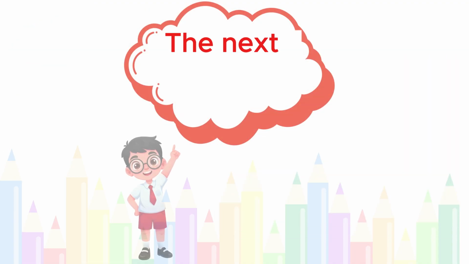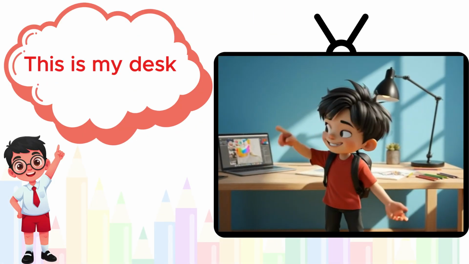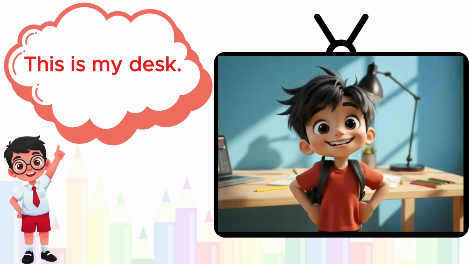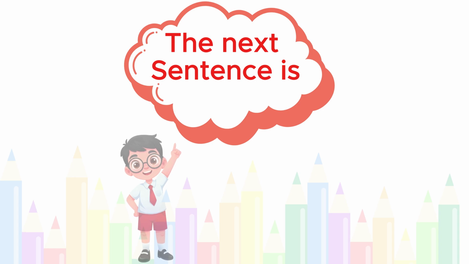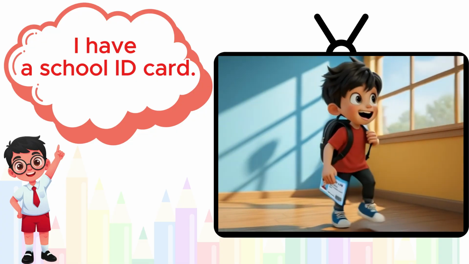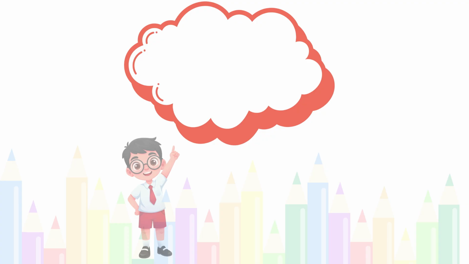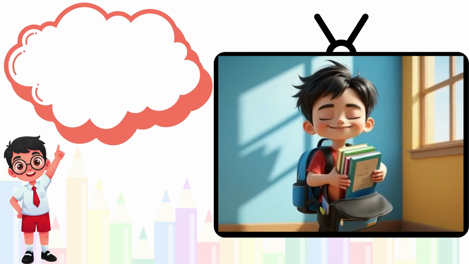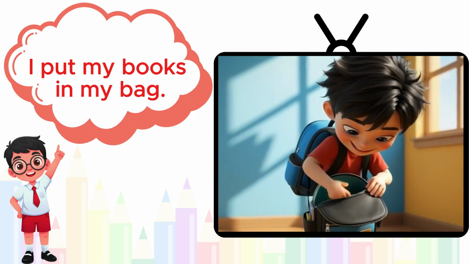The next sentence is: This is my desk. This is my desk. The next sentence is: I have a school ID card. I have a school ID card. The next sentence is: I put my books in my bag. I put my books in my bag.